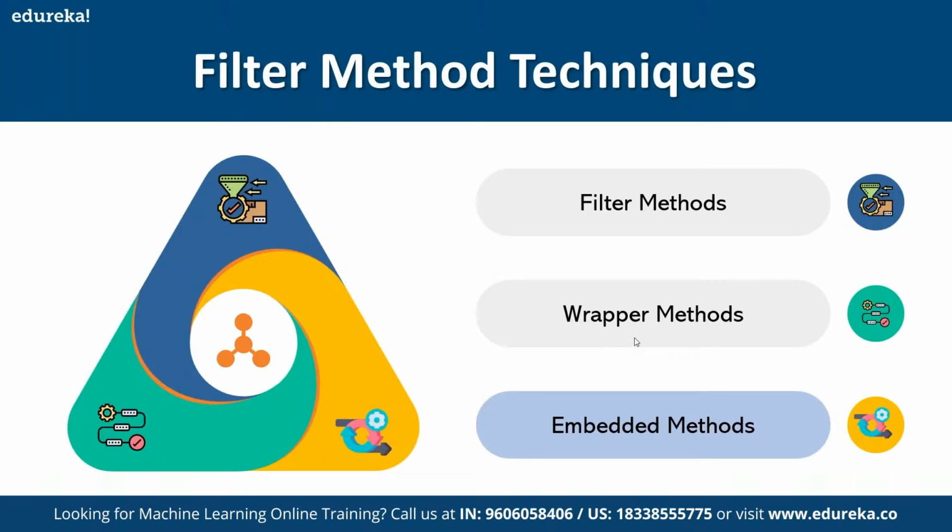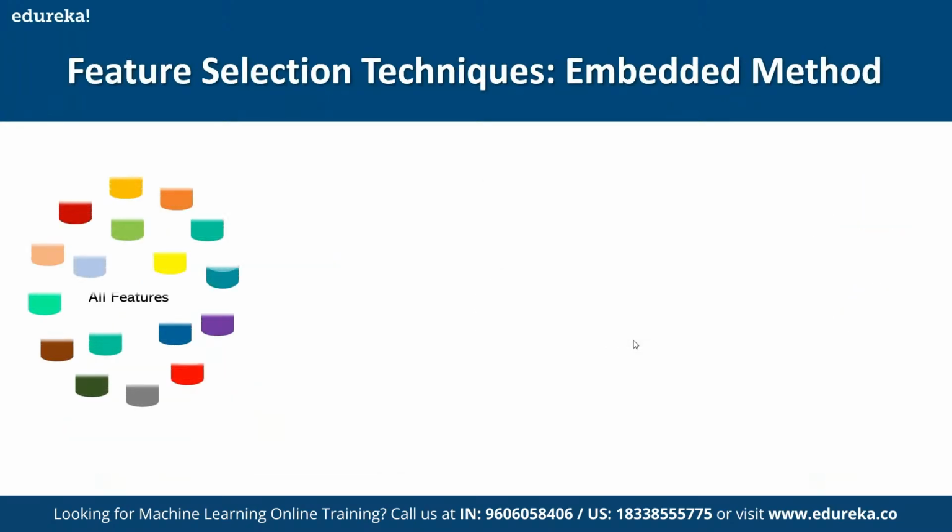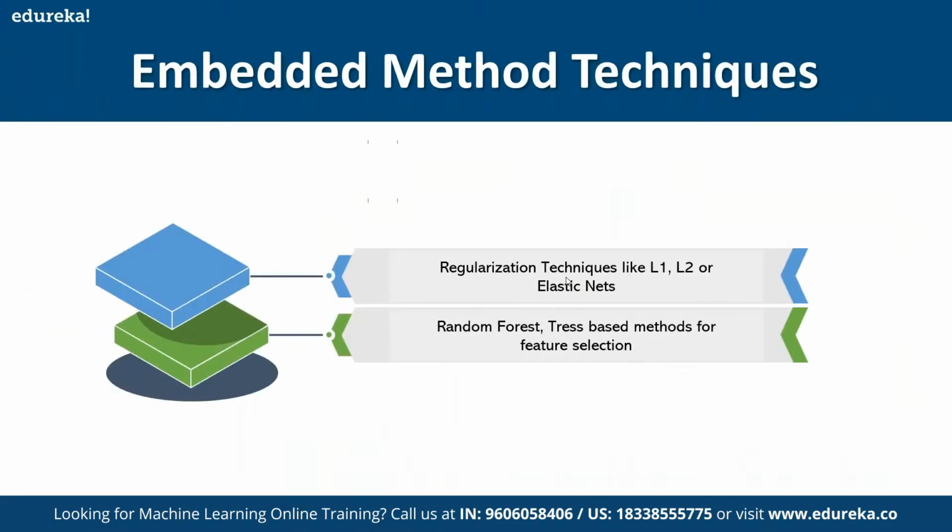in filter method techniques, we have embedded methods. Under these embedded methods, we have the regularization techniques like L1, L2, and elastic net. And along with that, we can also make use of random forest or tree-based methods for performing the feature selection. So you have just seen how to perform feature selection, and we have also performed it in a hands-on manner with the forward technique and the backward technique.